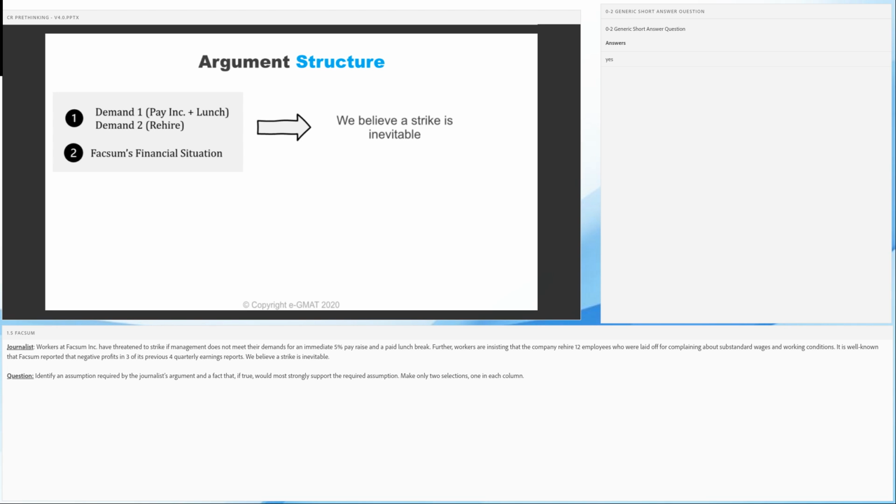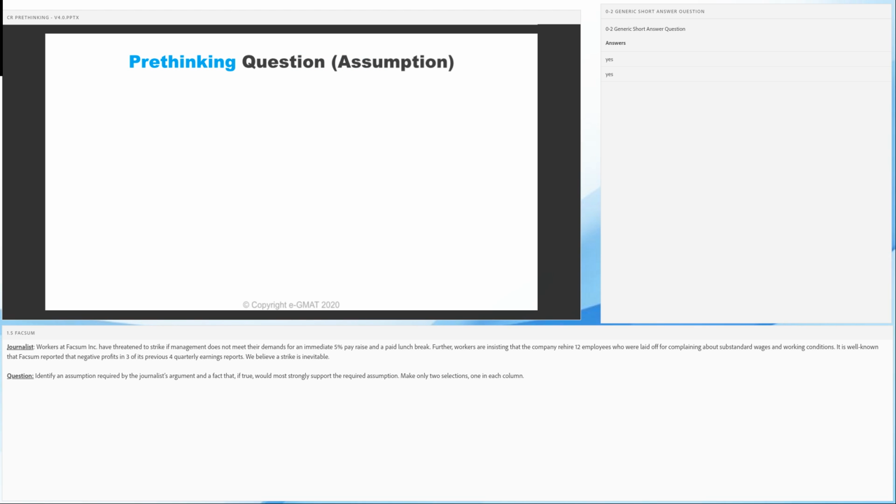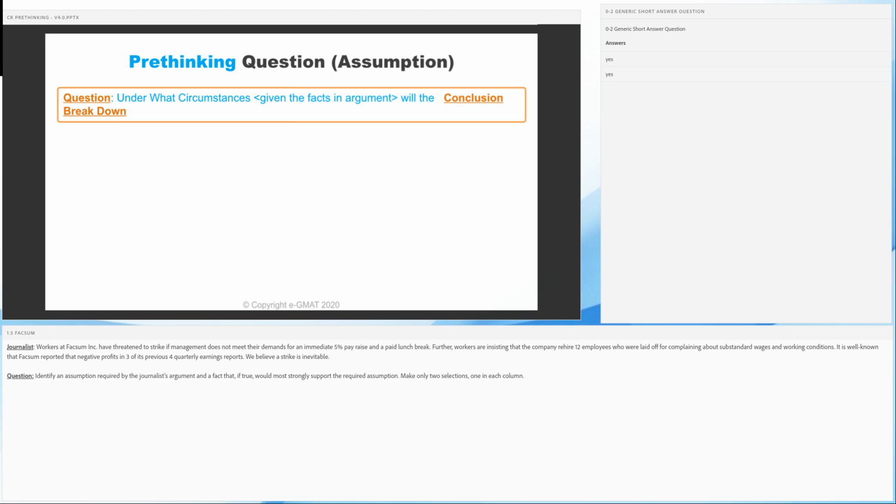Okay. We have these demands, a bad financial situation, and based on that, we say a strike's going to happen. All right. So, what's the pre-thinking question? The pre-thinking question for the assumption is absolutely similar. It's identical. It says, under what circumstances, given the facts and the argument, will the conclusion break down?